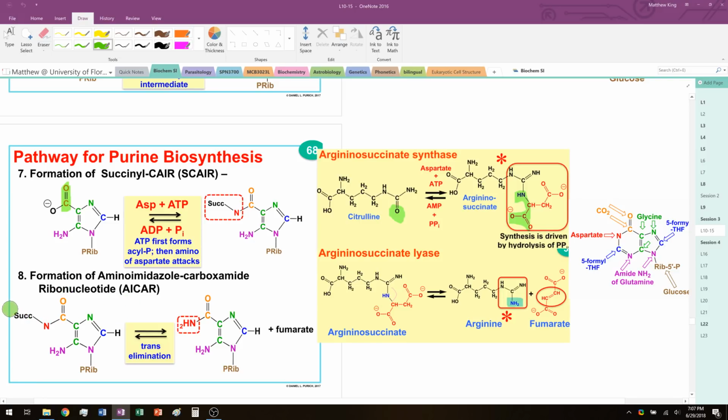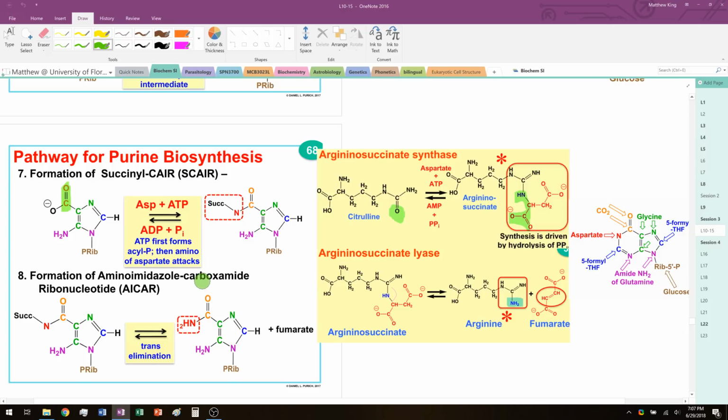Once we kick off that succinate, the succinate is going to keep one of those electrons, and then this other electron is going to want to come back to the parent molecule, because right up here it's arginine that's going to be the parent molecule, but over here it's our purine that we're making. So this is how the nitrogen is just right here.